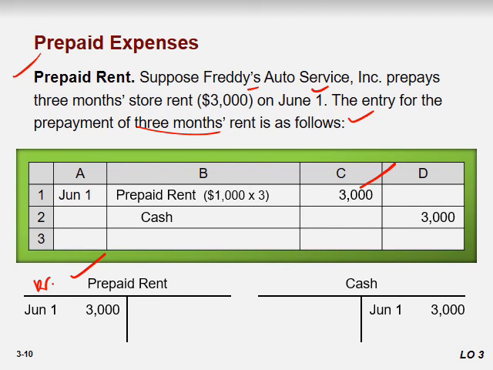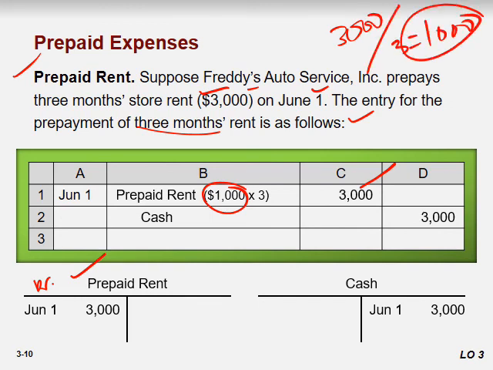And by the way, where did this 1000 come from? Because you pay the rent 3000 for 3 months, so 3000 divided by 3, the answer is 1000, so 1000 rent is for 1 month.